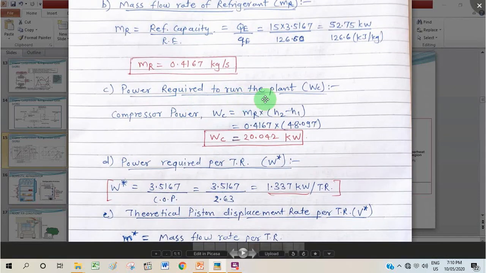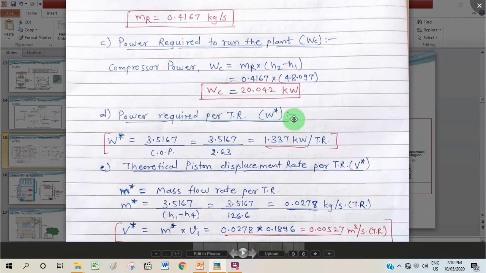Then power required to run the plant, it is Wc equal to mass flow rate into h2 minus h1, that is work input to compression, so it is 20.042 kilowatt. Then power required per ton of refrigeration. This can be obtained by the general equation 3.5167 divided by COP of the plant, so it comes as 1.337 kilowatt per TR.